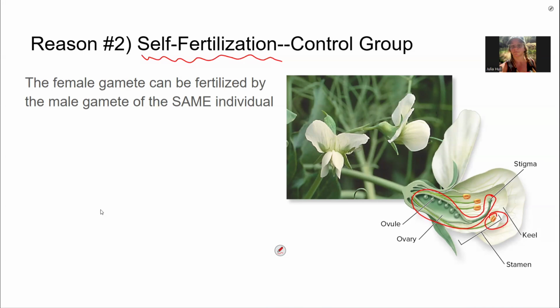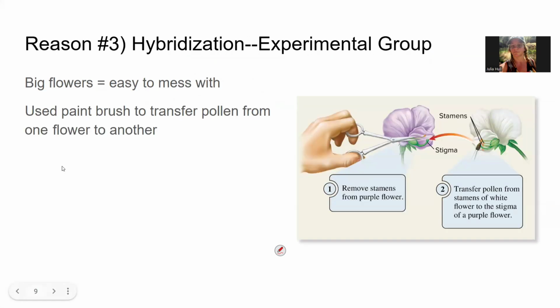They don't even care. The reason that that matters to us today is because that gives us a nice, lovely little control group. Our third and last reason is because in addition to being able to self-fertilize, they will readily mate with other individuals. Okay, these have really big flowers.